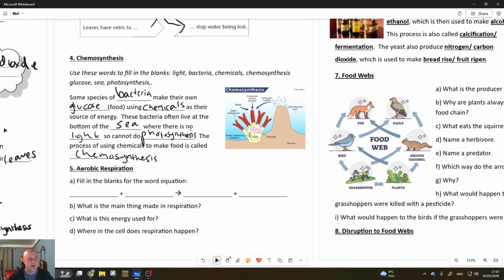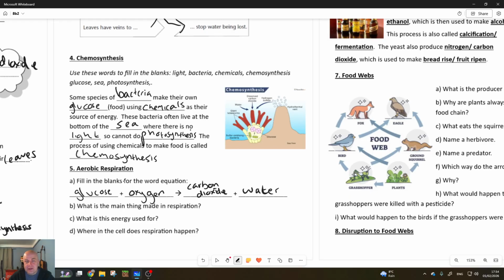Nice. Right, we're going to now fill in the blanks for the word equation of aerobic respiration. Now, this is the respiration you do in your body when you break down food and make energy. So, the food is glucose. What gas do we take in through our breath? Oxygen. What do we breathe out? Carbon dioxide. And also, as we learned by breathing on the mirror, what else do we breathe out? Water. Lovely.